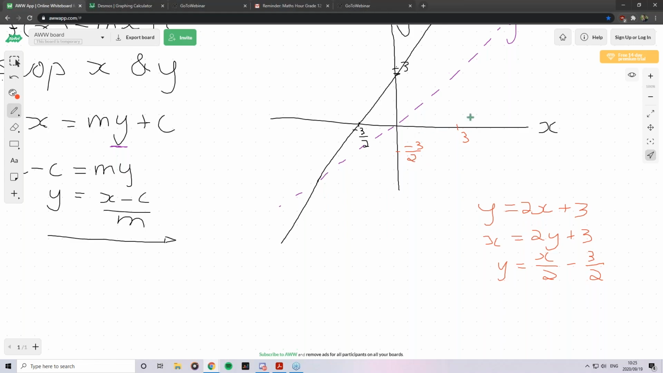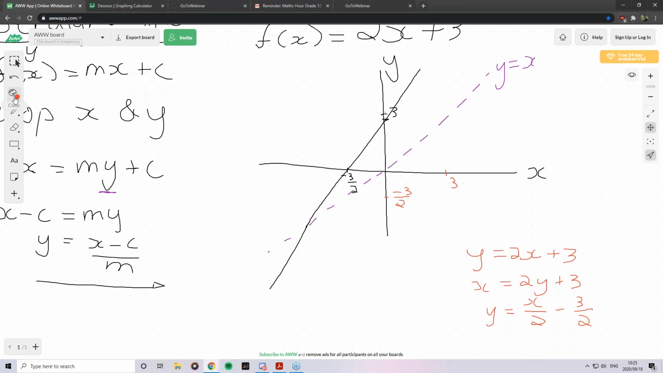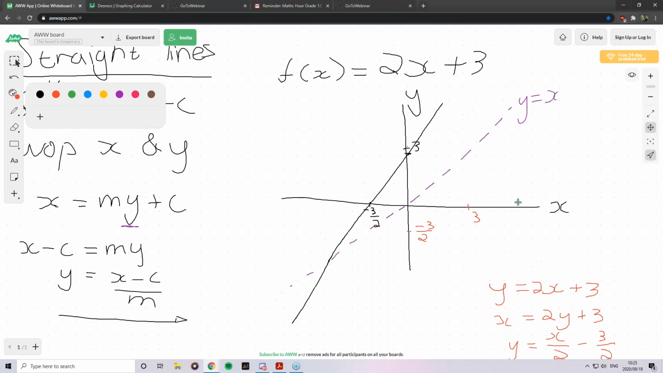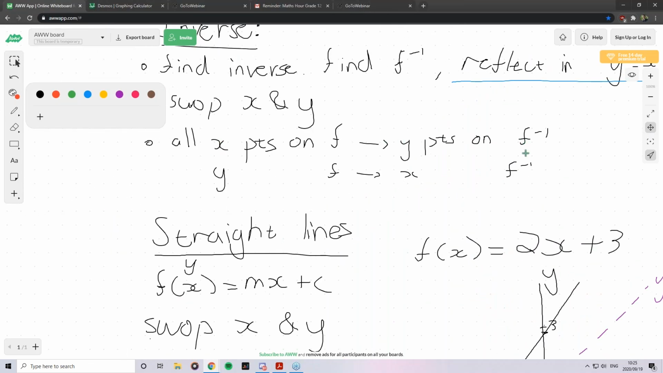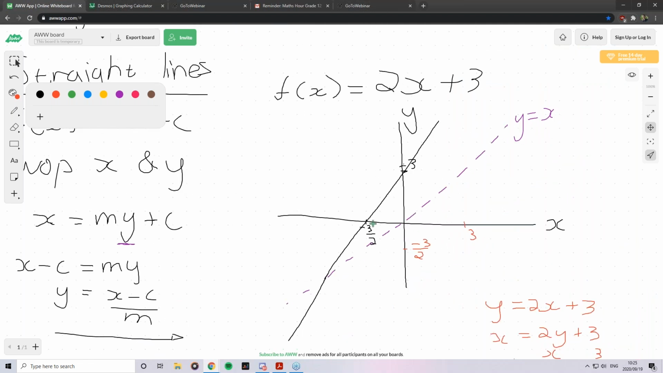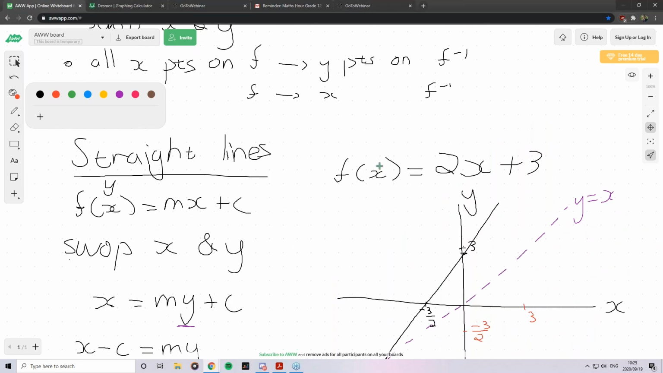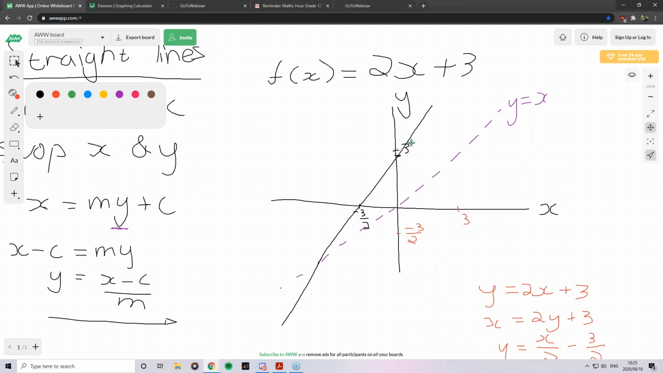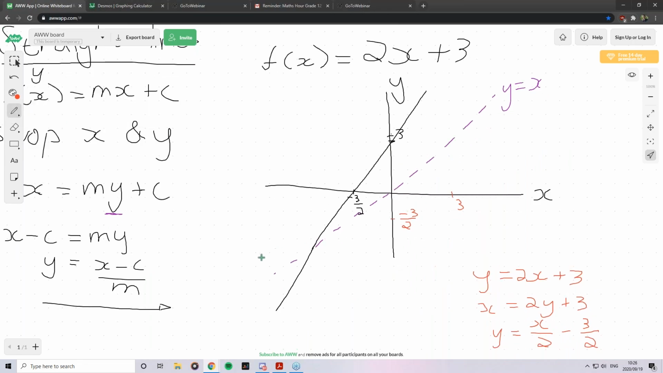All right. So what's really cool to note here is that, remember I said all x points on f become y points on f minus 1. Now let's actually look at this. Here our x coordinate was minus 3 over 2. If you look at the y coordinate of our inverse, it is minus 3 over 2. And the same for all y points. The y point here was 3 on our function. Now the x cut becomes 3 on our inverse. And this will look something like this. So there you go. There's your f of x. Here's your f minus 1 of x.